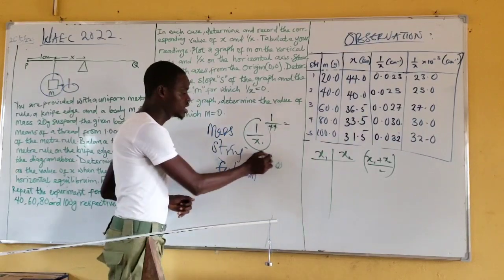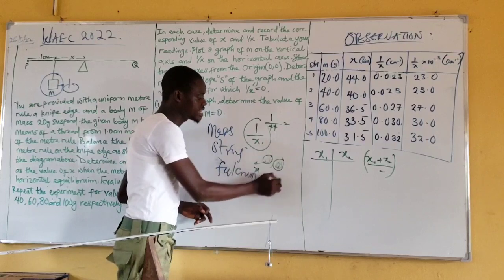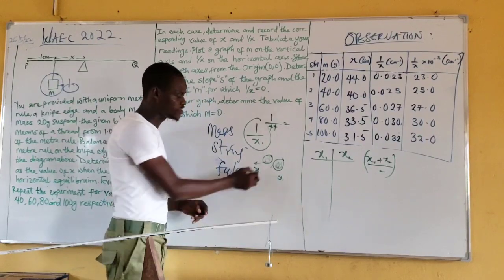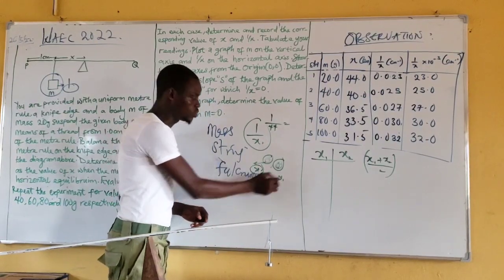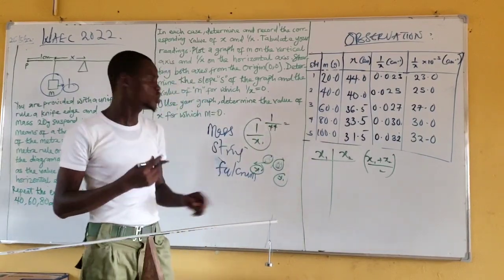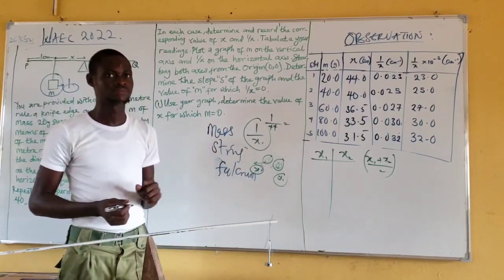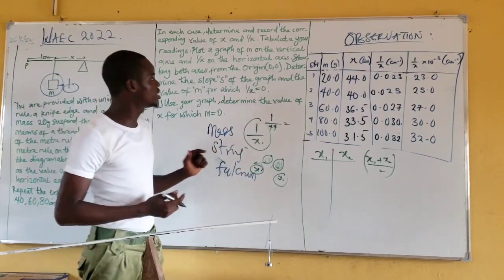Where this initial 0 represents the x coordinates, while this one represents the y coordinates, whereby I have the abscissa and the ordinates. That is what it represents. So if you want to plot your graph and you omit this origin, then there is a deduction in mark. Altogether, that is another thing I want you to know.